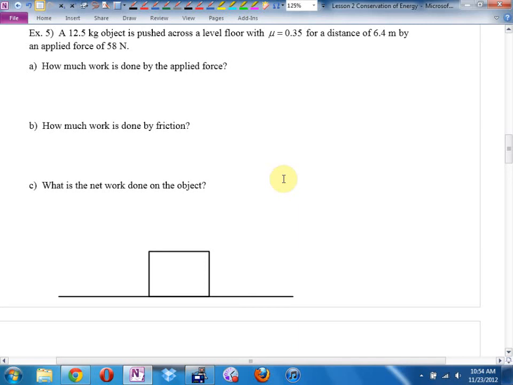Part A asks, how much work is done by the applied force? Jaron, force is what times what? Is there a force and a distance given in this question? Oh, so we can use your definition. The work done by the applied force, W applied, is going to be F applied times distance. What's the applied force in this question? 58. What's the distance? 6.4.